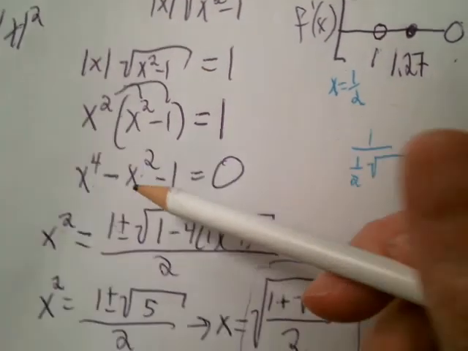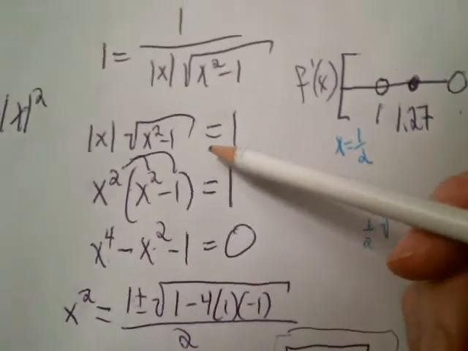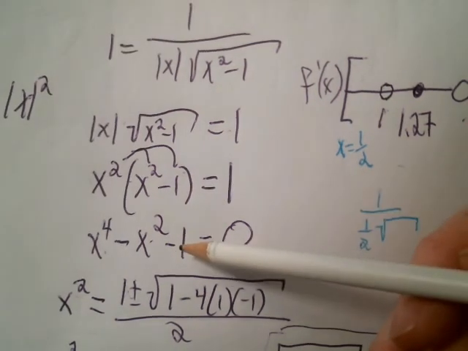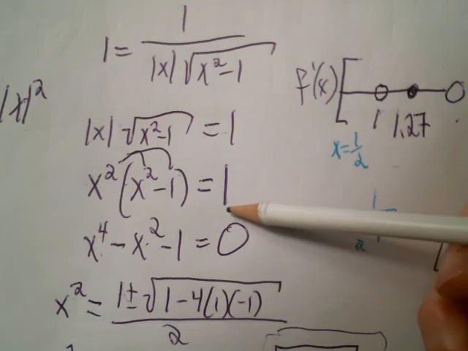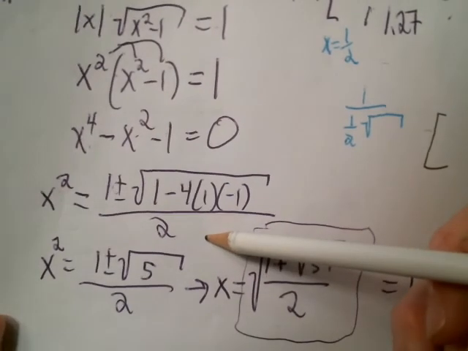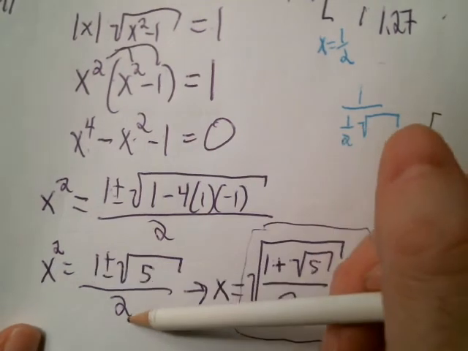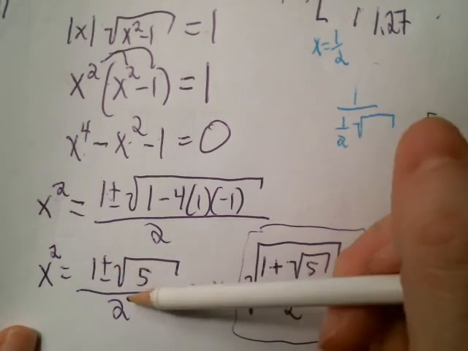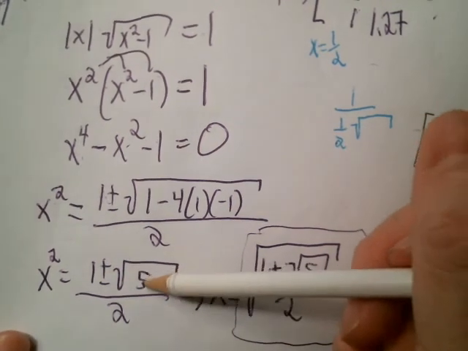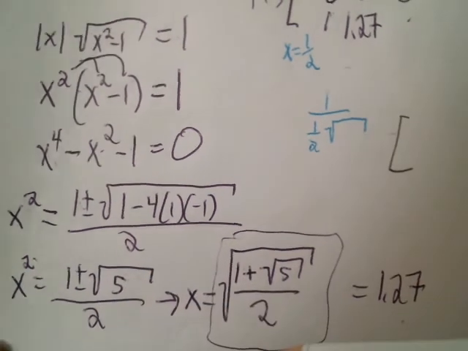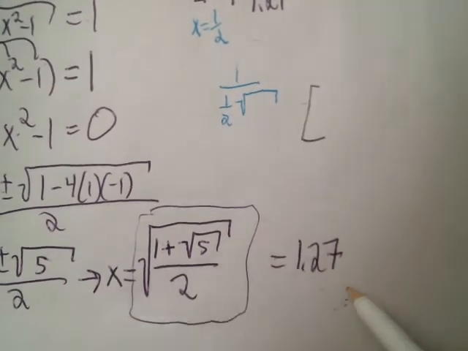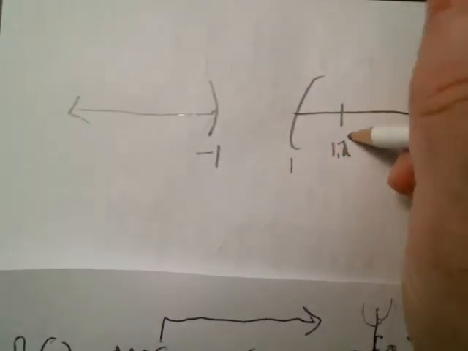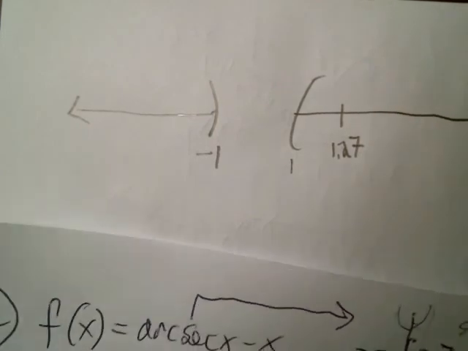Okay, so here I have to make sure the math is right, make sure I didn't make any silly mistakes. So I squared both sides. I got this thing is x squared minus 1. Distribute, move this over, and so x squared equals this thing, but x squared can never be negative. Root 5 over 2 is bigger than 1 over 2, so if you subtract those, you're in trouble. That would be negative. x squared can't be negative, so you have to throw out that one solution. The only solution you should get is this 1.27 as a critical number. So 1.27 is in there.